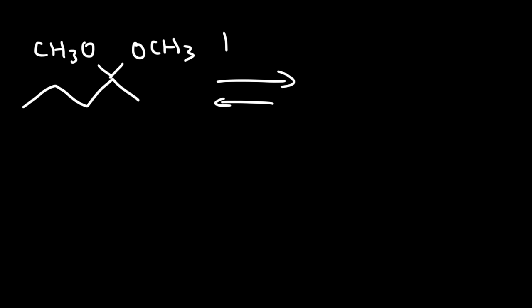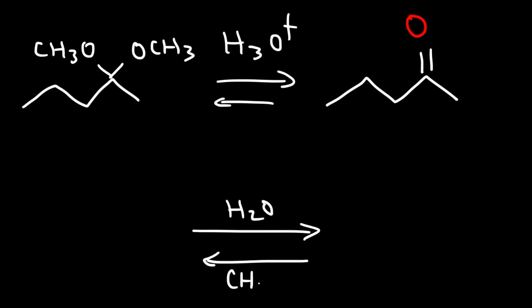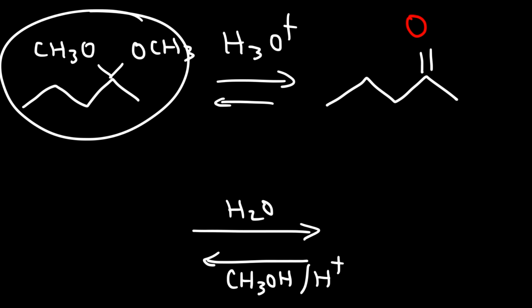Now let's say we have an acetal. What's going to happen if we react it with H3O+? With excess water under acidic conditions, you can go back from the acetal group into a ketone. So this reaction is controlled by equilibrium. So if you add water, you're going to go in this direction. But if you add excess alcohol under acidic conditions, you're going to go back to the acetal form.